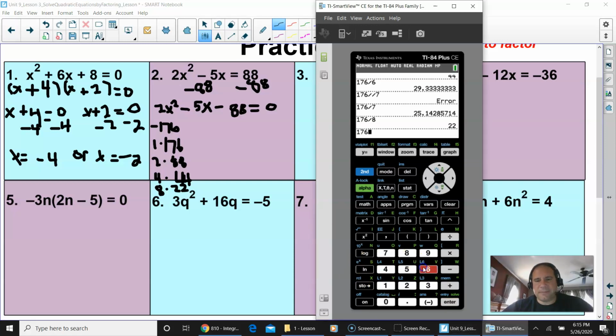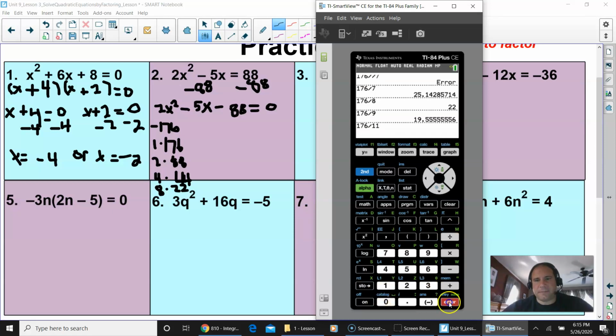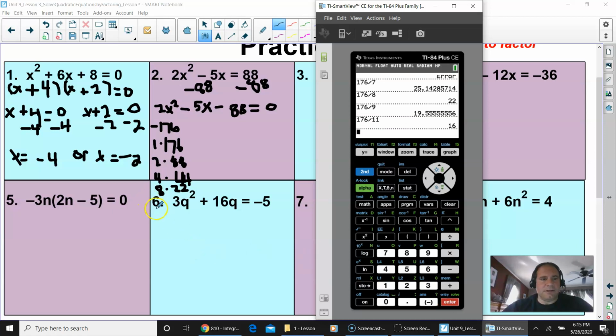176 divided by 9. No good. I know 10 doesn't go in. 176 divided by 11. 16. So I'm going to use this right here. So 11 times 16. Can you make a -5 out of that if you add it? You can. 11 plus a -16 would be -5. And a positive times a negative would be -176. So these are my factors.